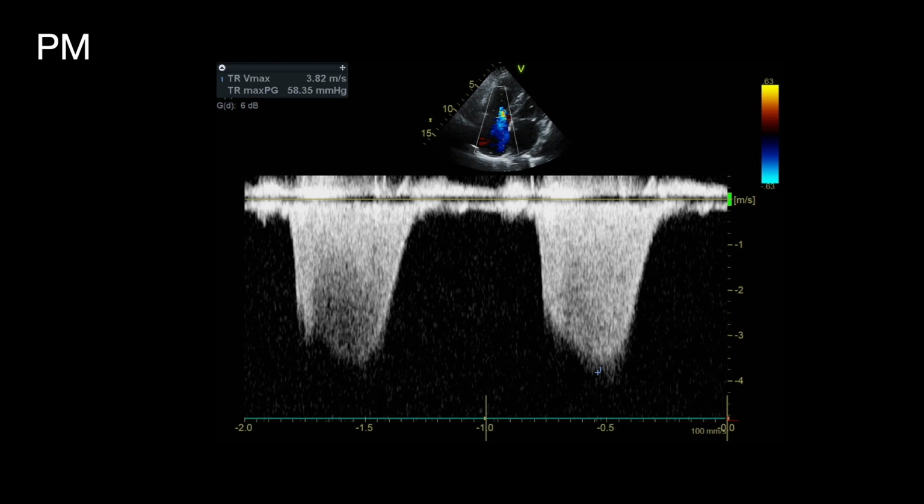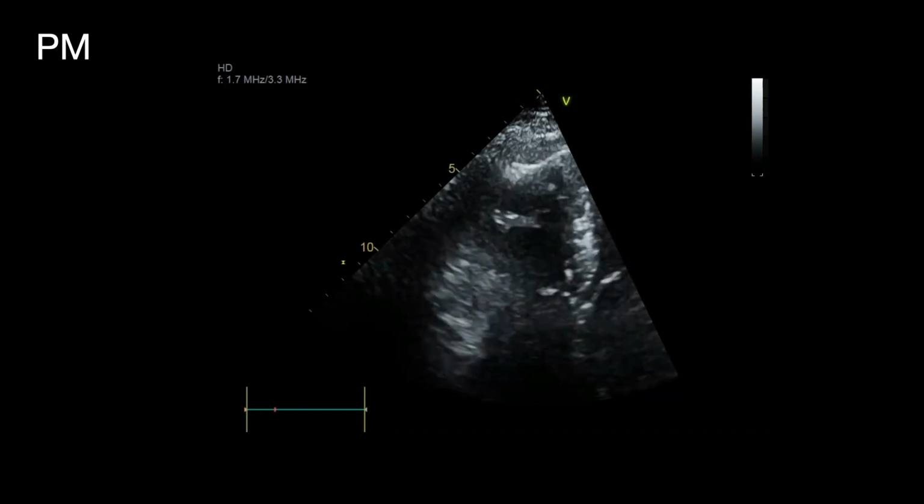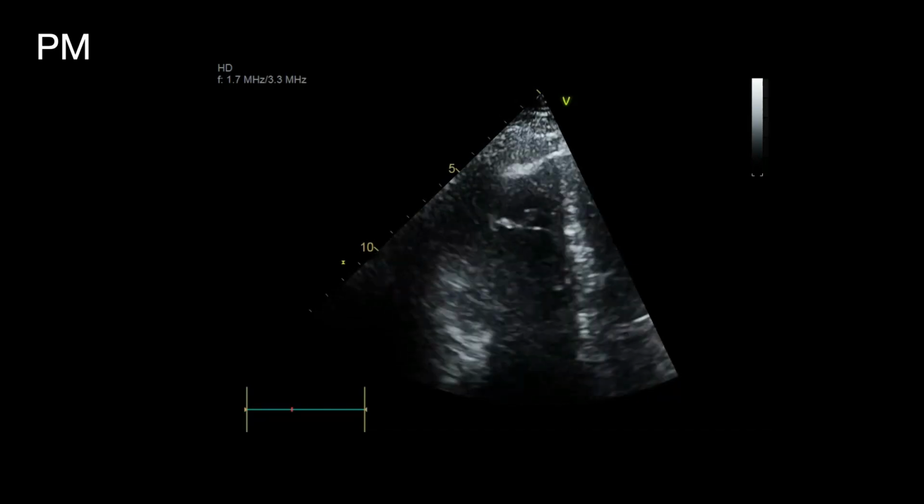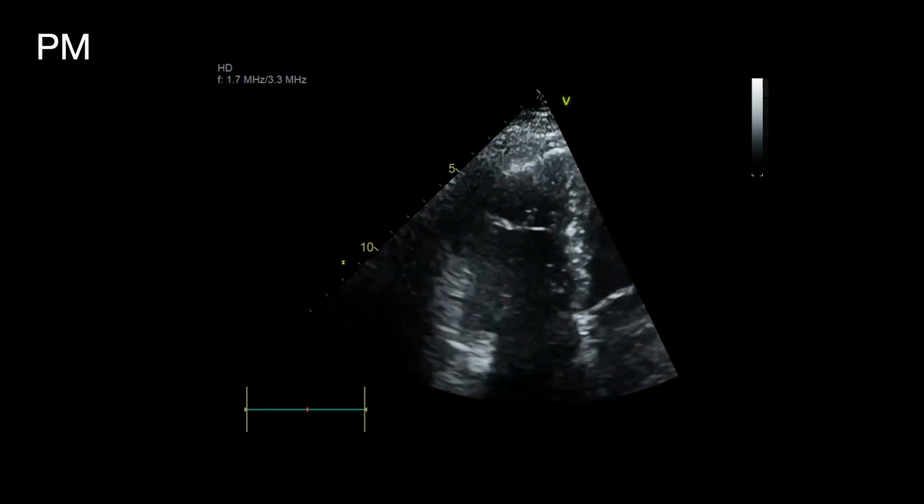And so they've optimized the image again and lined up the Doppler more parallel with the TR jet and the direction of flow of the TR jet. And you can see that now the velocity is higher and the max pressure gradient is also higher, so 58. Again, just really trying to optimize the images of the RV.